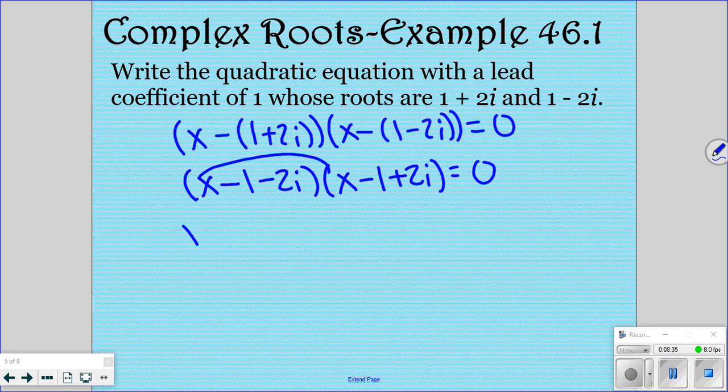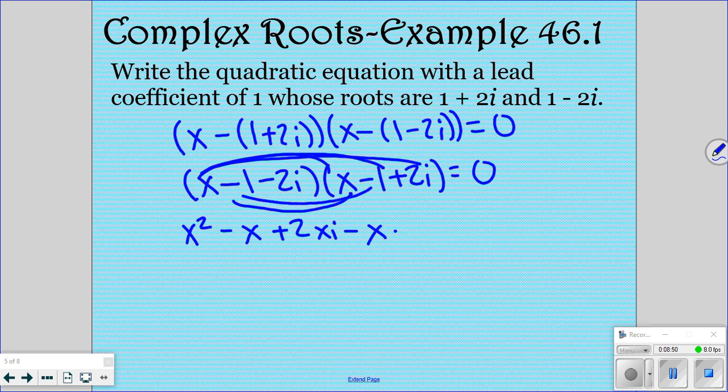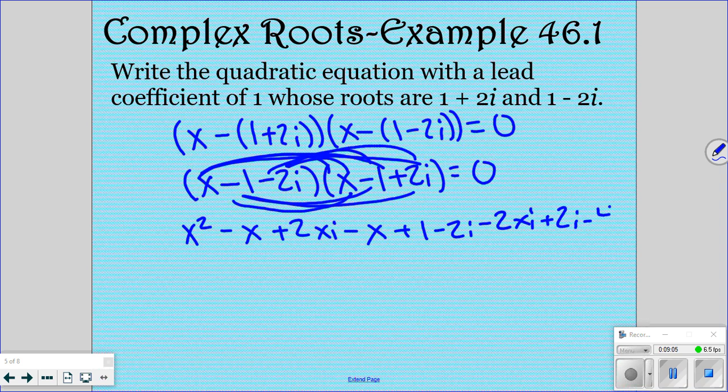So we'll have x squared minus x plus 2xi. And then minus x plus 1 minus 2i minus 2xi plus 2i, and then minus 4i squared. This i squared becomes a plus 4. The i squared cancels and changes the signs.